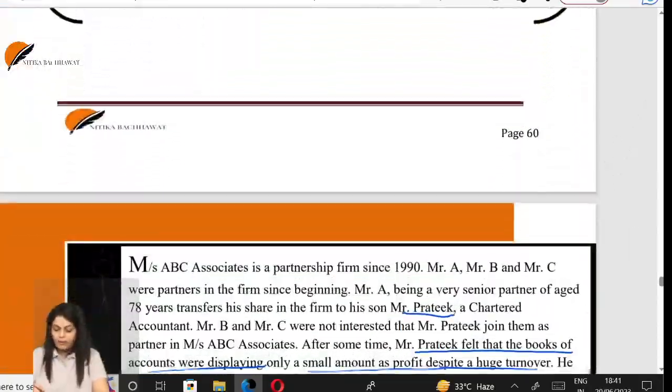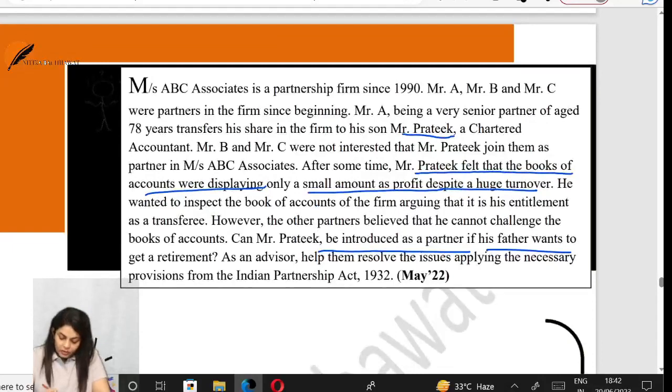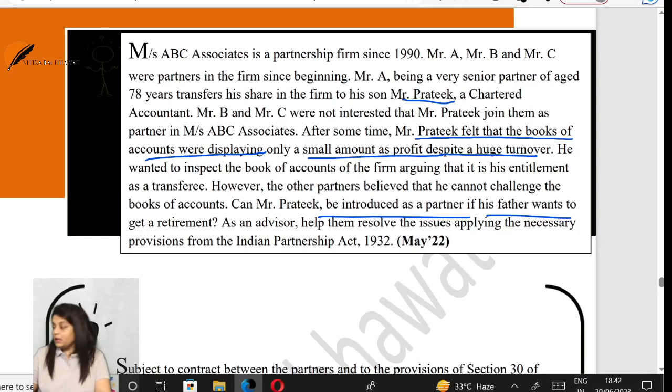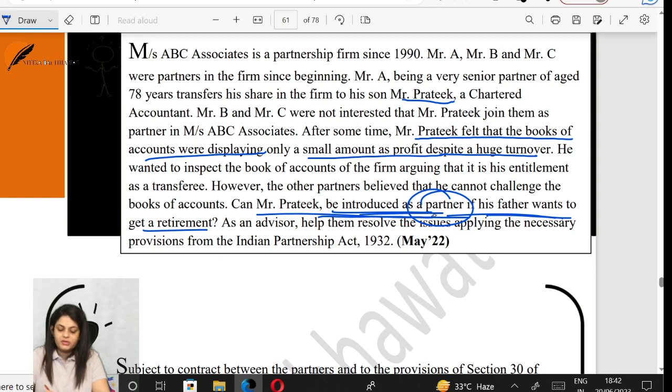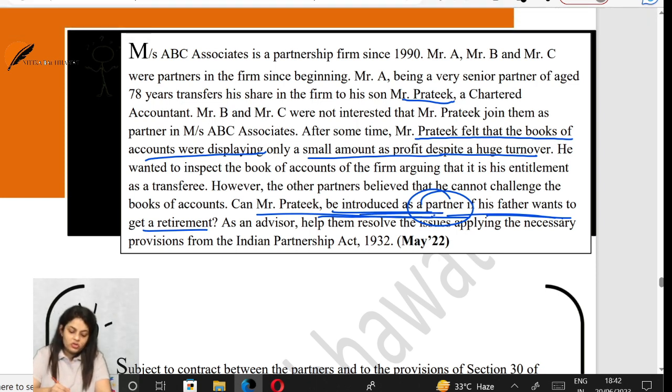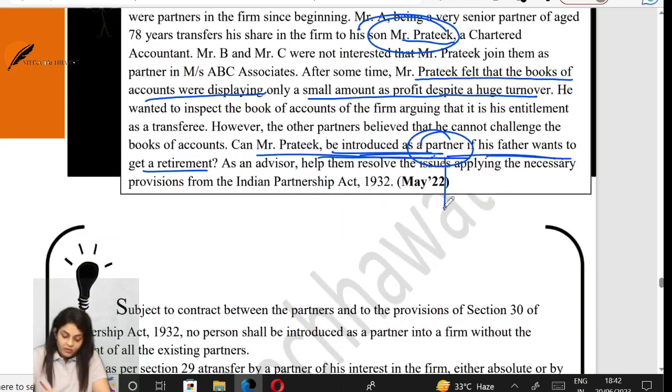First of all, let's talk about whether he can be taken as a partner. A partner can actually transfer his shares. So can he be taken as a partner in his father's place? Here they have said introduced as a partner, but what they are talking about is transfer of shares. So can the shares of Mr. A, the partner, be transferred to his son? Yes. But for this transfer, we need the consent of all, or we need express agreement.